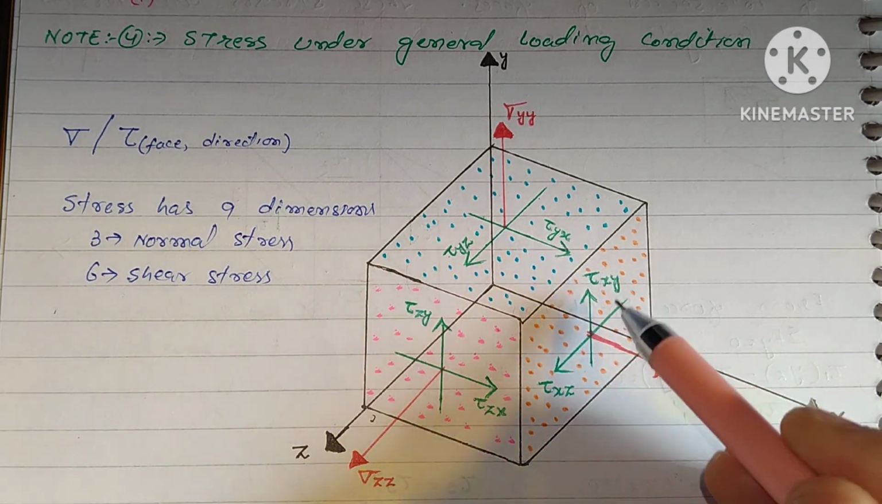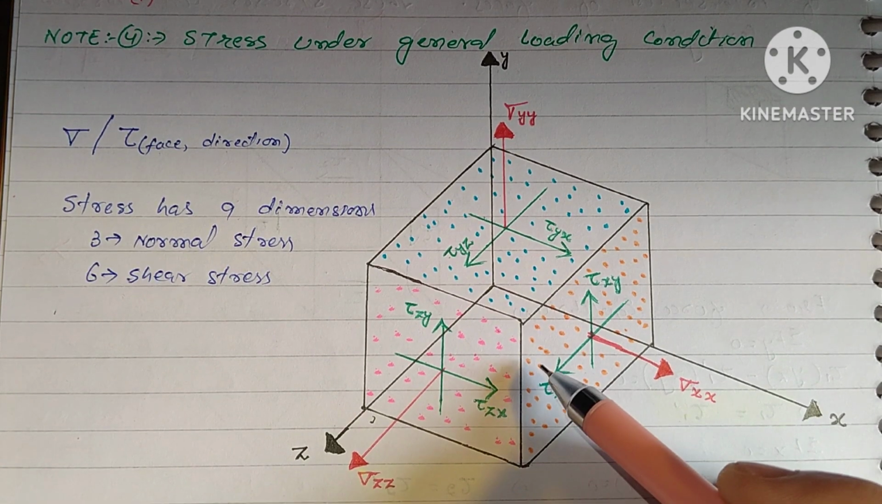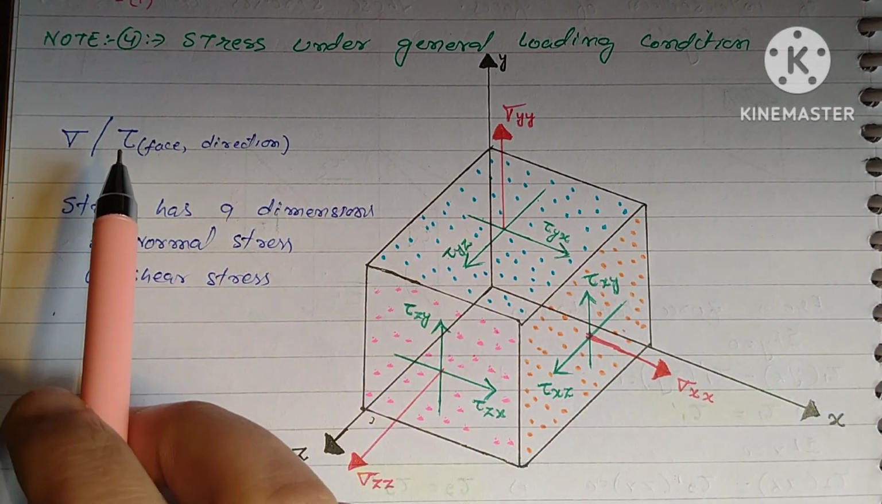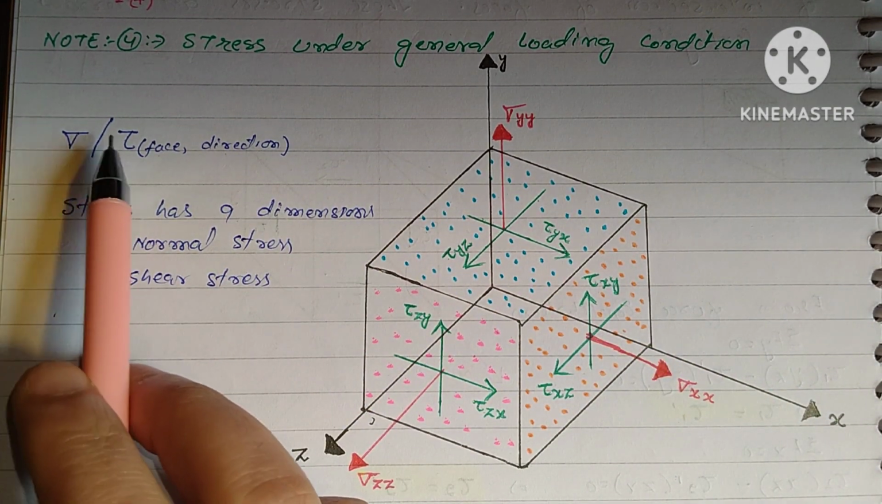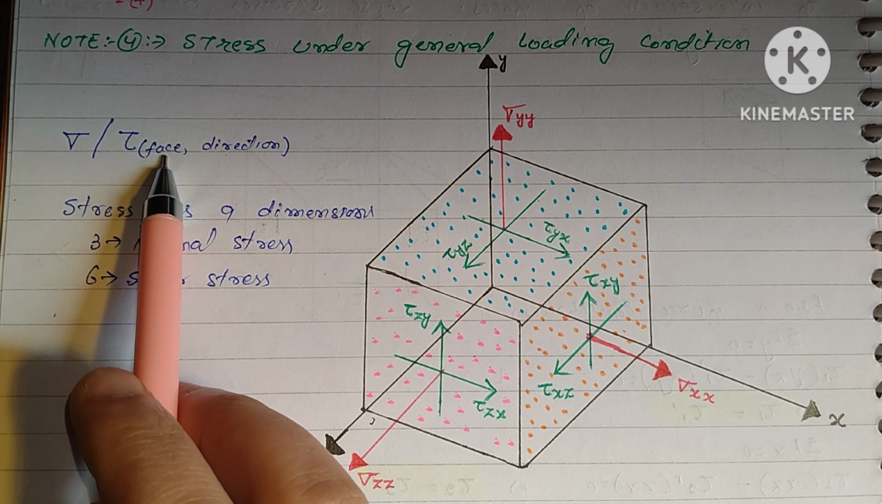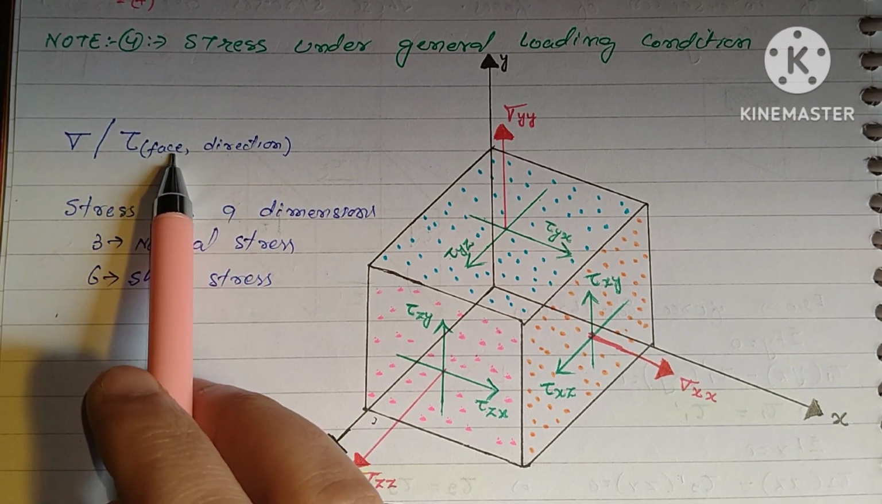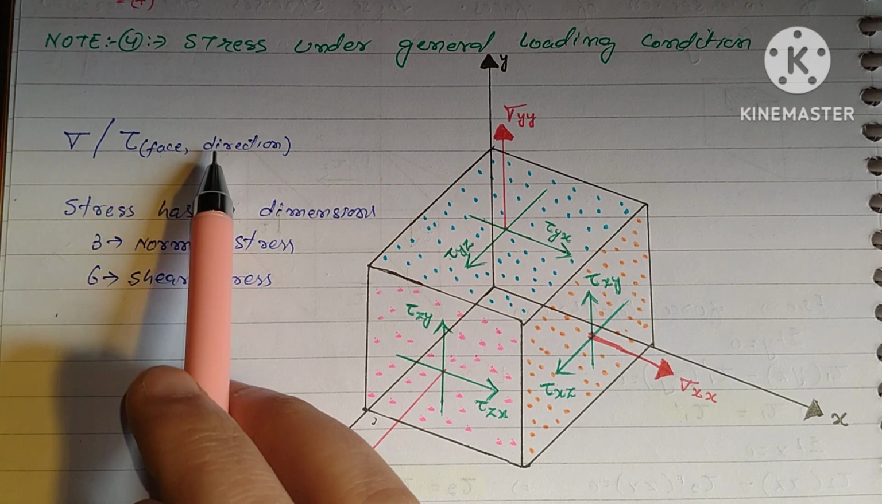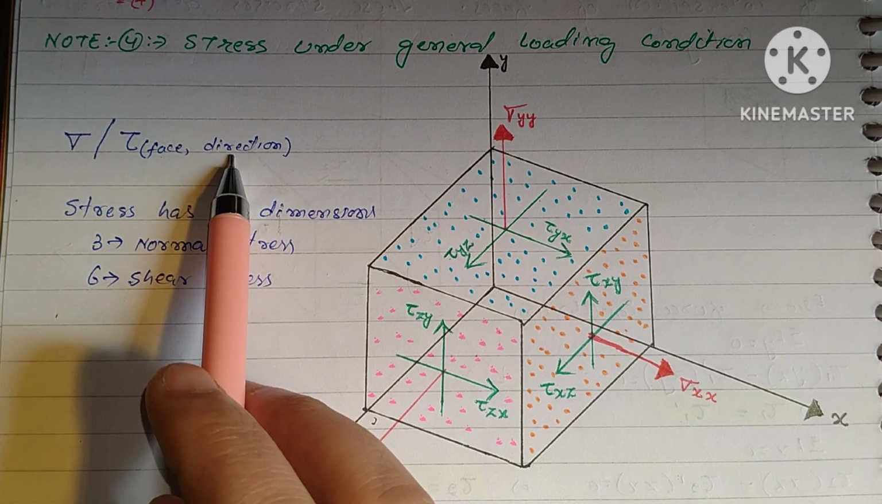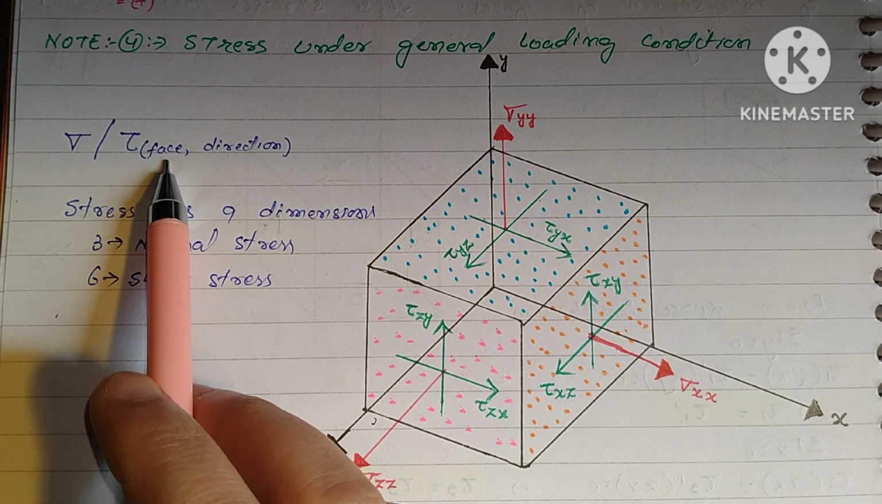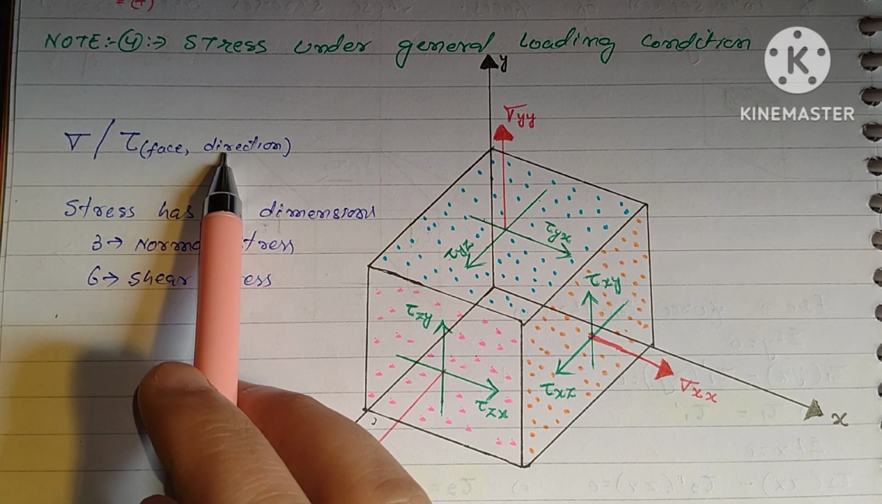Now we will learn the sign convention, or it is called the nomenclature. I have mentioned here that for normal stress or shear stress, the first coordinate represents the phase, and the second coordinate represents the direction. First coordinate is the phase on which the stress acts, and second coordinate is the direction in which the stress is acting.